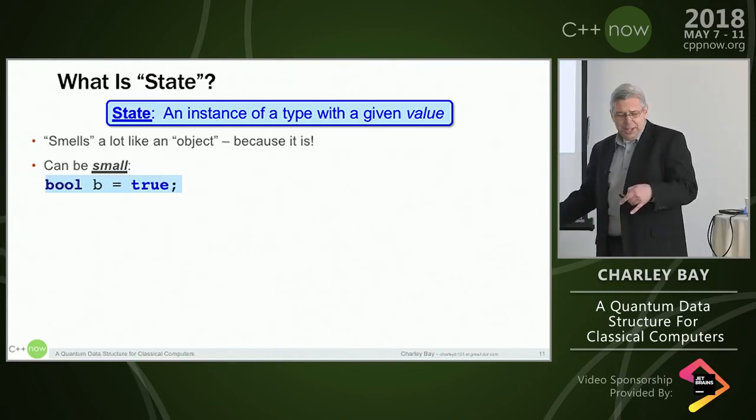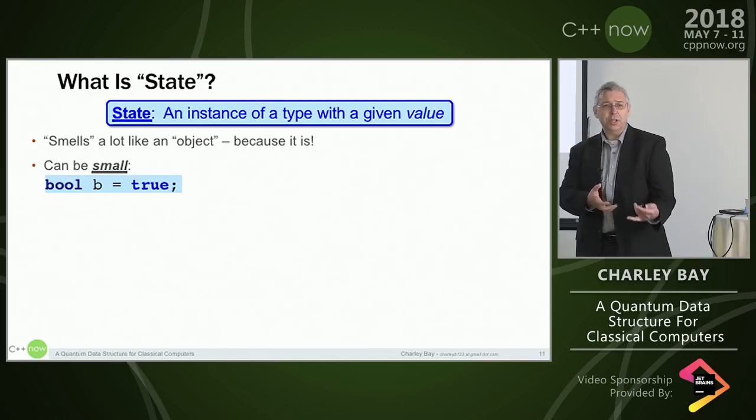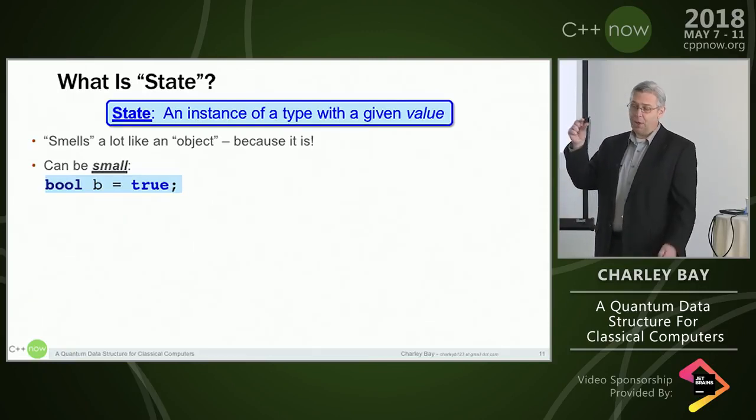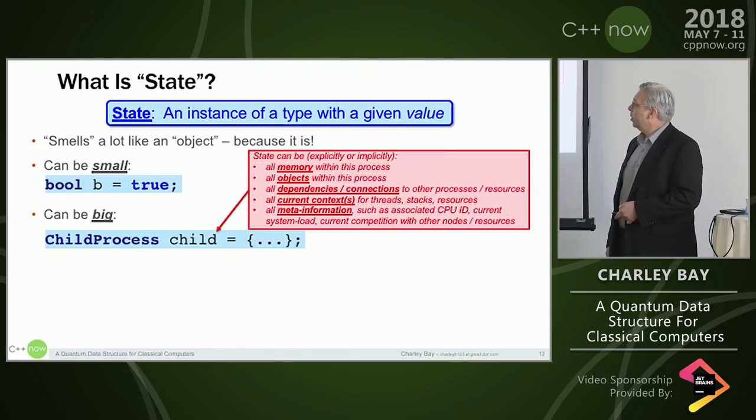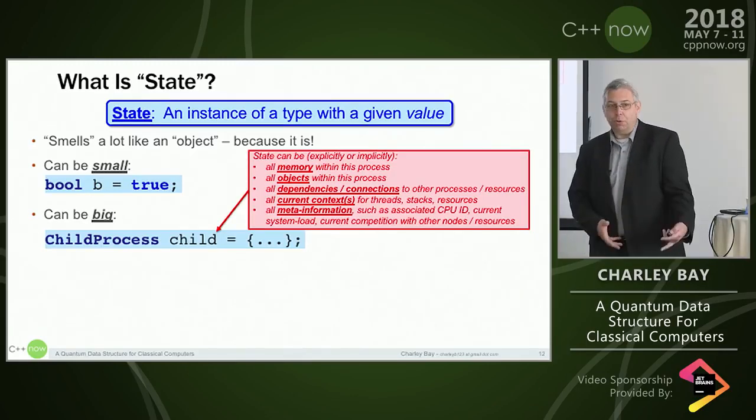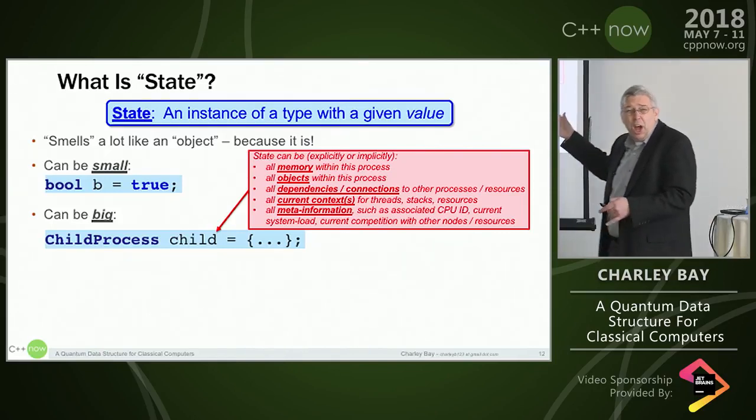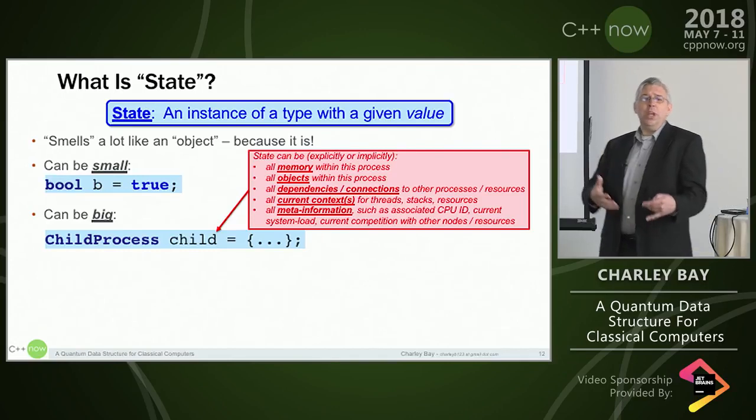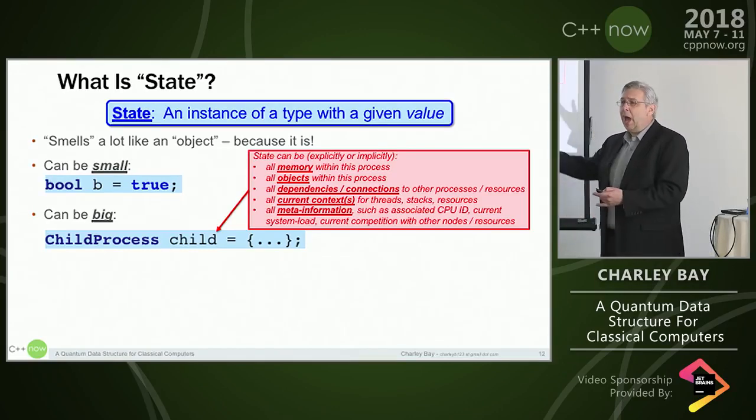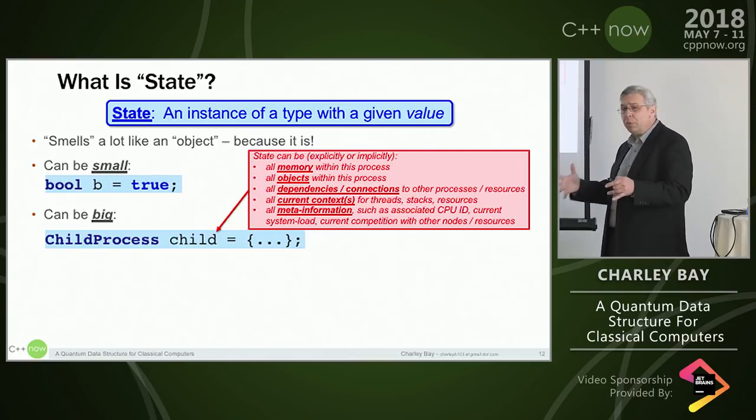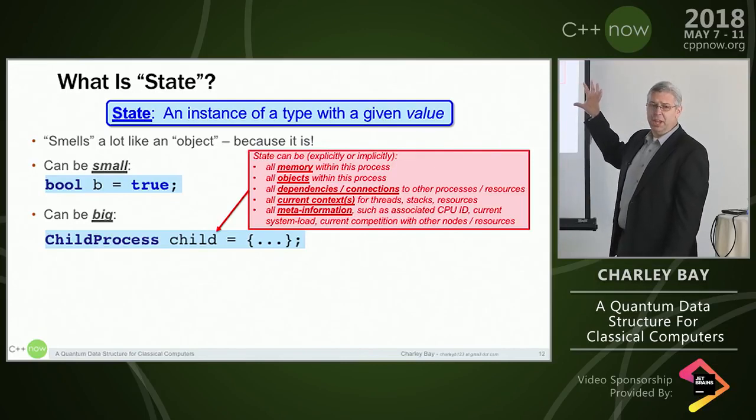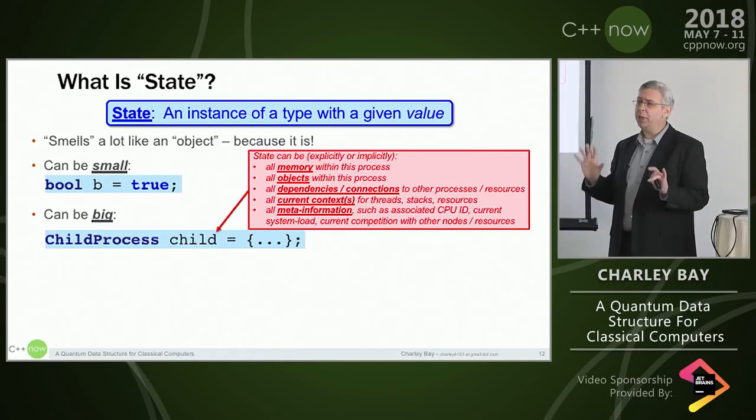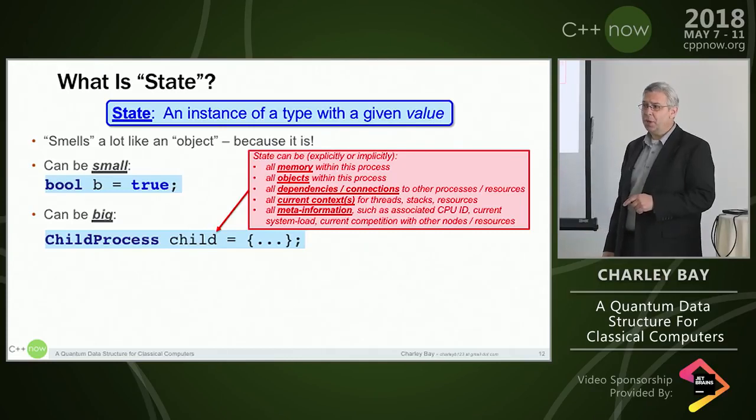So state is like a value, a representation consistent with some type, and it kind of smells like an object because it is. It can be little, a bool, a bit. It's on or off. Well, that's a small piece of state. A child process, though, we invoke those. There's a lot of state there. We've got memory and objects inside there. We've got the environment set up. There are dependencies in there. There's this meta information of, what are the cache pressures? What are the loads on the system? How is that child process interacting with other processes, with shared resources? There's a tremendous amount of state in there. That's so much that usually we just say, look, that's too much state. We're just going to use standard in, standard out, standard error. Maybe that's all we really talk about when we start playing with that child process, but there's a lot of state backing it.